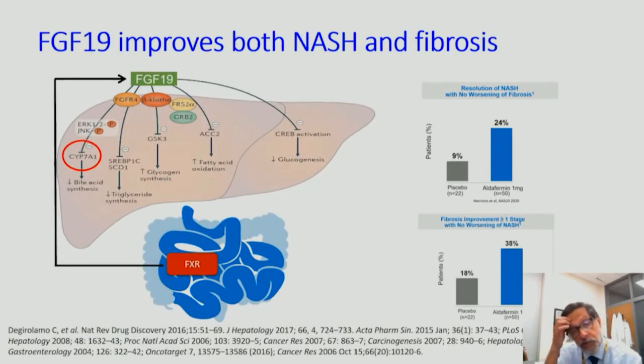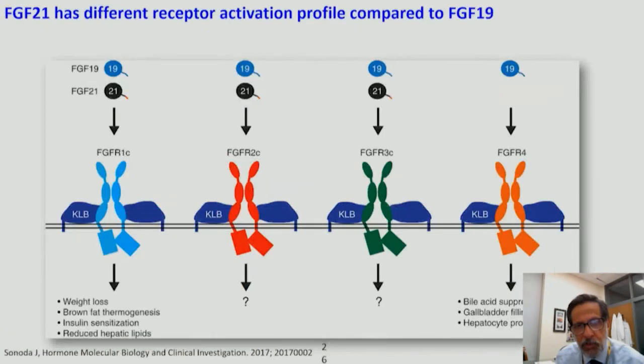Now, FGF19, which is released from the intestine when bile acids bind FXR in the intestine, also feeds back on the liver and shuts down bile acid synthesis through CYP7A, but also inhibits SREBP1C, has effects on de novo lipogenesis, and reduces gluconeogenesis. And in early studies, led to improvement in both NASH resolution and in fibrosis improvement. Now, in a recent study, the Alpine 3 study, the results were not quite as dramatic, and further development of this molecule has been stopped.